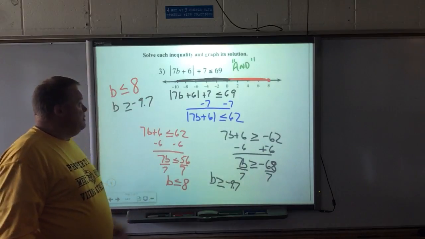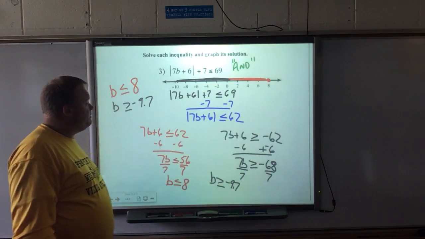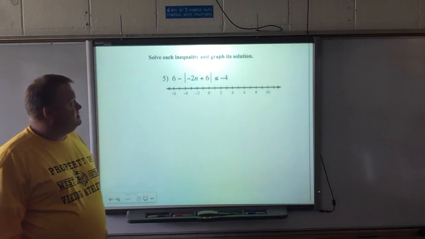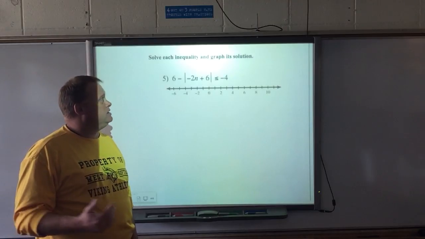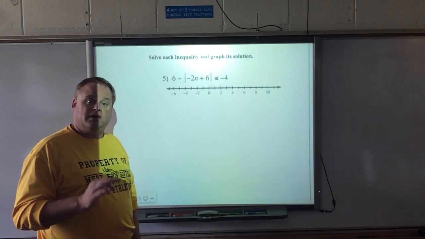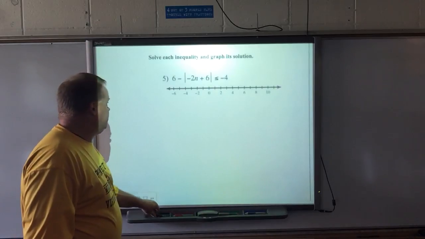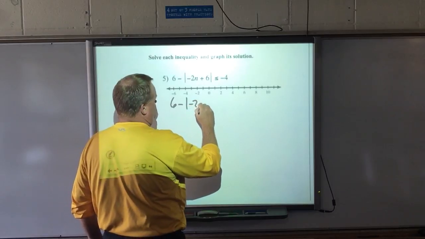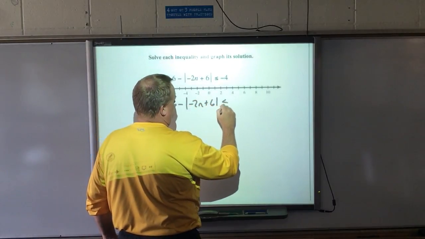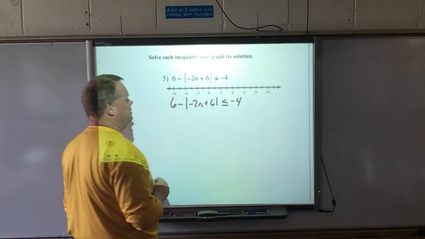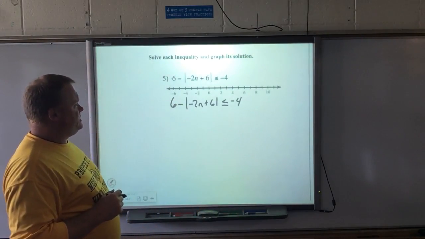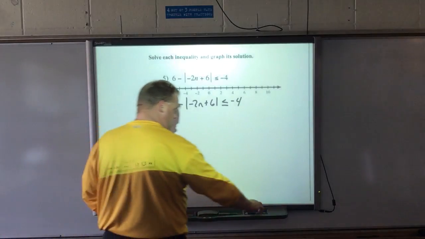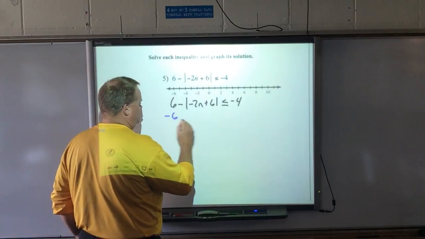All right. Moving to number 4. I have 6 minus the absolute value of negative 2n plus 6 less than or equal to negative 4. All right, so let's write this out. 6 minus absolute value of negative 2n plus 6 less than or equal to a negative 4. Well, the first thing I see is I've got a 6 attached to it, right? And it's a positive 6, so I need to subtract 6 from both sides.